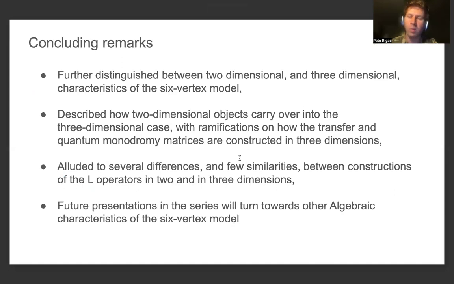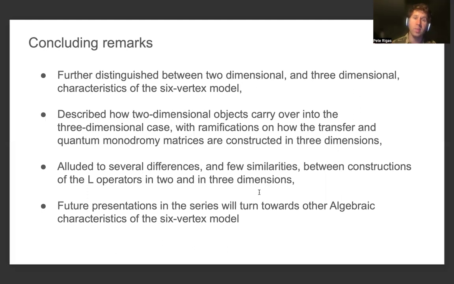And so the concluding remarks that we want to close out this presentation of the series are that we further distinguish between 2-dimensional and 3-dimensional characteristics of the six-vertex model, and we describe how the 2-dimensional objects carry over into the 3-dimensional case, which have ramifications on how the transfer and quantum monodromy matrices are constructed in 3 dimensions. And we alluded to several differences with, in many cases, a few similarities between constructions of the L operators in 2 and 3 dimensions. And we just have to take that as it is, because there can sometimes be a lot of different types of properties of models of statistical mechanics, quantum physics, or even other areas of science or physics or math, which may not hold or transfer over to higher dimensional cases or where you vary other types of parameters in the model.